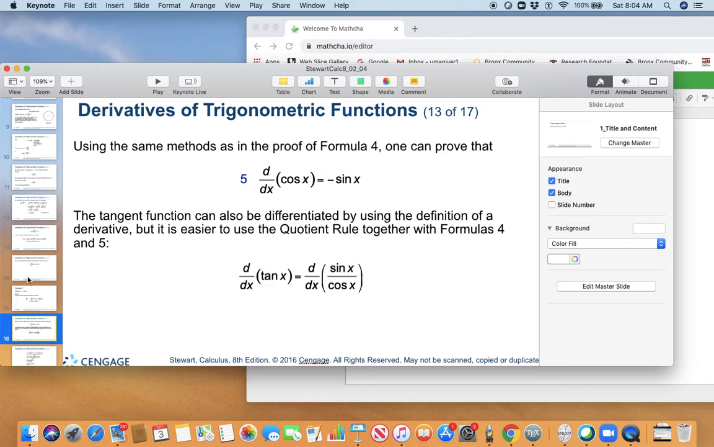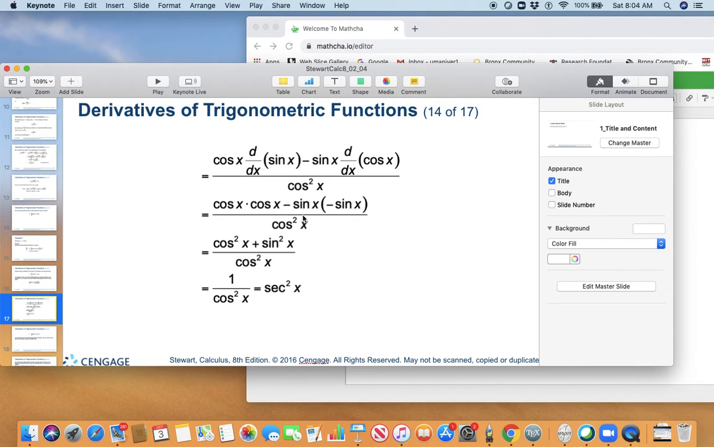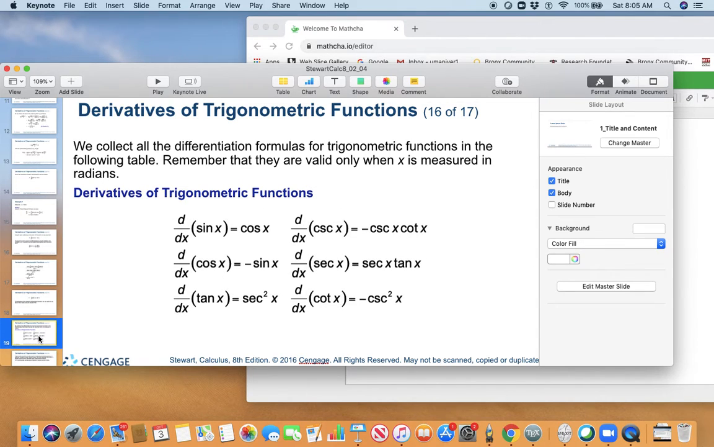Okay. Now, using the methods that we used for finding the derivative of sine, you can find the derivative of cosine. The derivative of cosine is negative sine. Now you can use the quotient rule for tan, sine over cosine. Using the quotient rule, you can check this work. The derivative of tan is secant squared. The derivatives of the remaining trigonometric functions, cosecant, secant, and cotan, can also be found using the quotient rule.